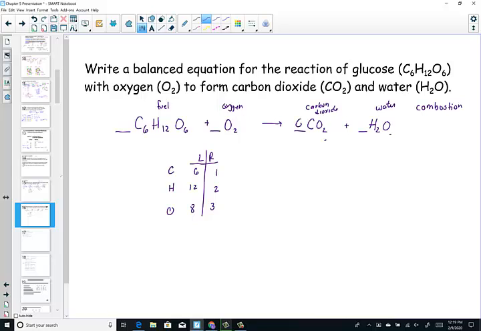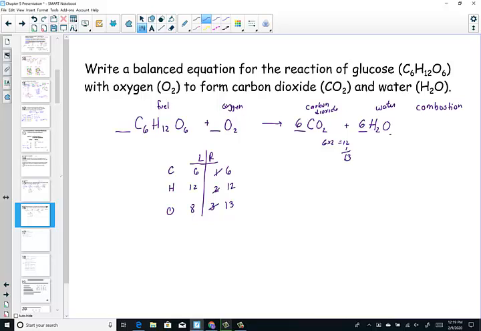Let's repair carbons first. Placing a 6 in front of the carbon dioxide also changes the oxygen, so make sure you see that. You have 6 times 2 is 12, plus 1 more in the water yet, so now we're at 13. Got the carbons working. Go down to your hydrogens. 12 on the left and only 2 on the right. So let's place a coefficient of 6 and repair your T-chart. 6 times 2 is 12 hydrogens.